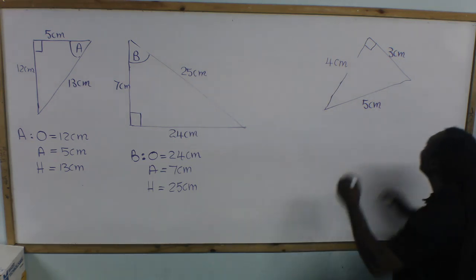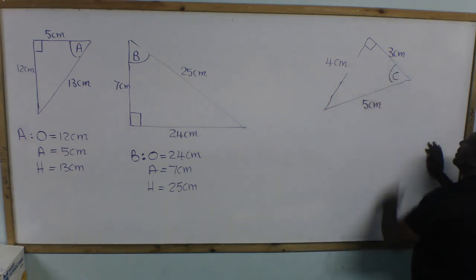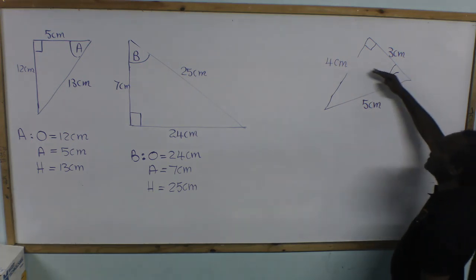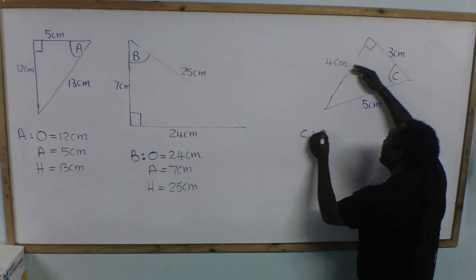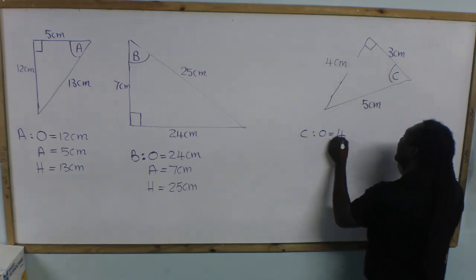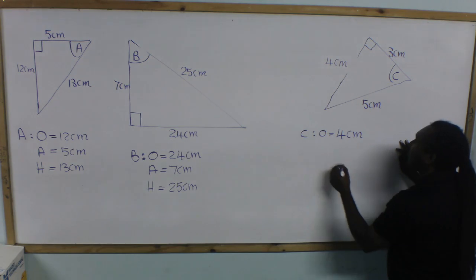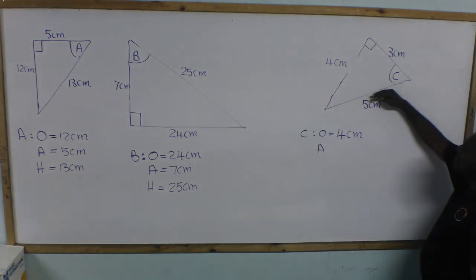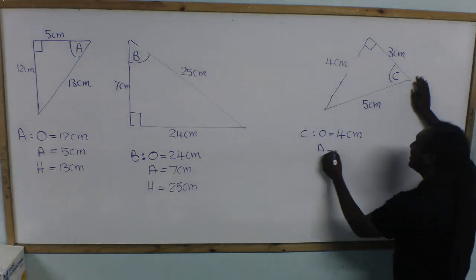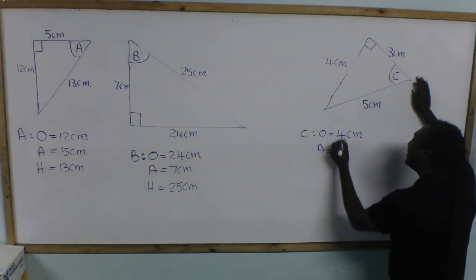We don't have an angle here, but you have it in your instructional manual. It is this angle C. Opposite to C, facing C, is? Adjacent, which is beside C, is 5 centimeters.